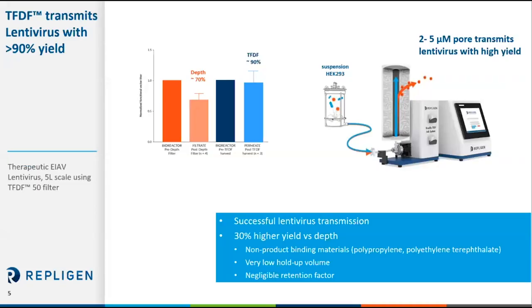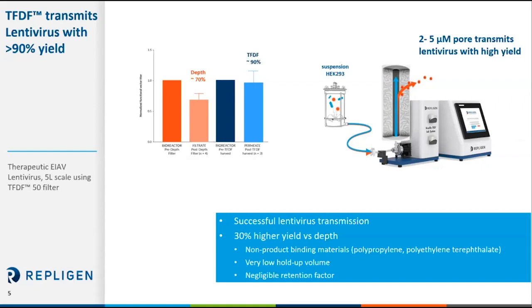The first experiment is a straightforward comparison of TFDF and depth filtration at the 5-liter scale using a therapeutic lentivirus. When normalized against bioreactor titer, depth filtration delivered a yield of approximately 70%. They're in the salmon color.